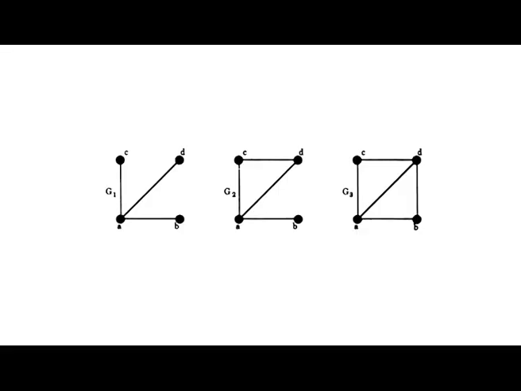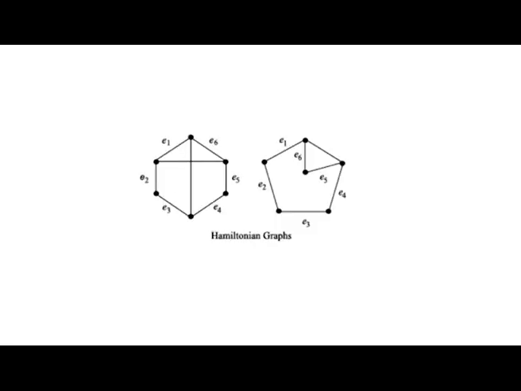Consider the example. Here G1 has no Hamiltonian path and so no Hamiltonian cycle. G2 has a Hamiltonian path BACD but has no Hamiltonian cycle, while G3 has the Hamiltonian cycle ABDCA. Some more examples of Hamiltonian graphs are given in the figure.